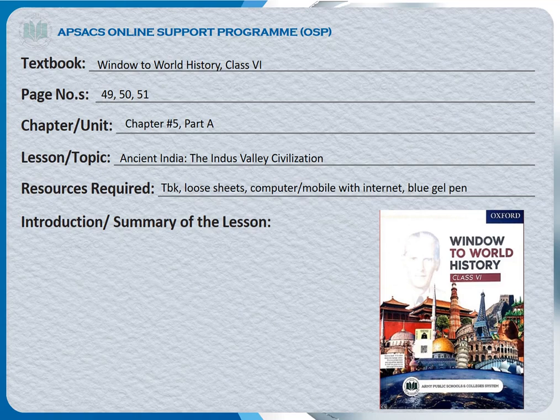Today we are going to revise Chapter 5 Part A, that is Ancient India, the Indus Valley Civilization. The resources required are textbook, loose sheets, computer or mobile with internet, and blue gel pen.